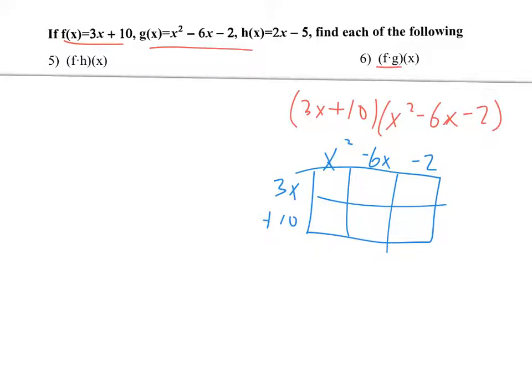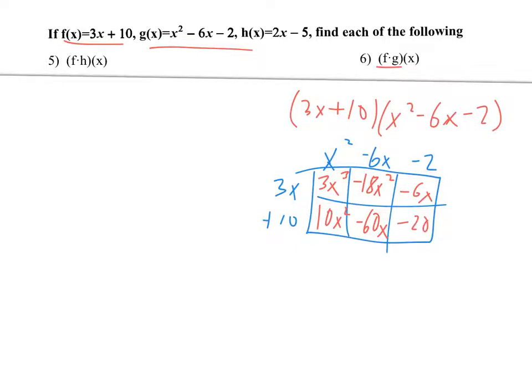So now I multiply to fill out the box. So 3x times x squared would be 3x to the third. 3x times negative 6x is negative 18x squared. 3x times negative 2 is negative 6x. And then 10 times x squared is 10x squared. 10 times negative 6x is negative 60x. And then 10 times negative 2 is negative 20.